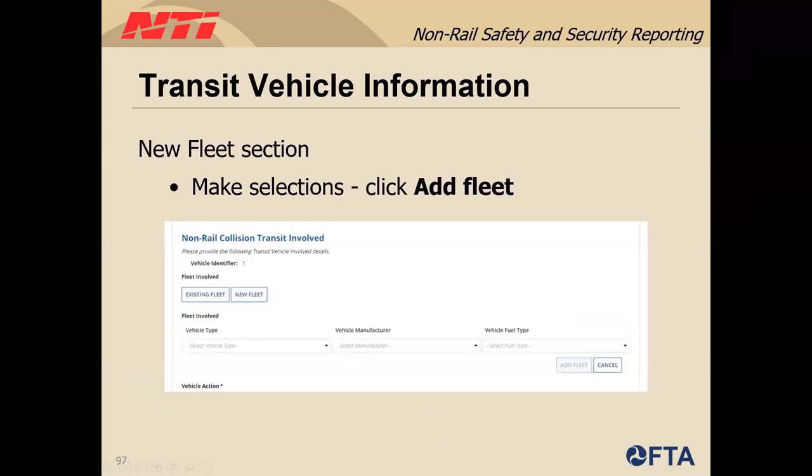If the vehicle is not listed with the existing fleet, the user may add a new vehicle by clicking on the New Fleet button. The grid will display drop-down boxes to select a vehicle type, vehicle manufacturer, and vehicle fuel type. These are lists of all possible options unrestricted to the agency's A30. After making your selections, click on Add Fleet.